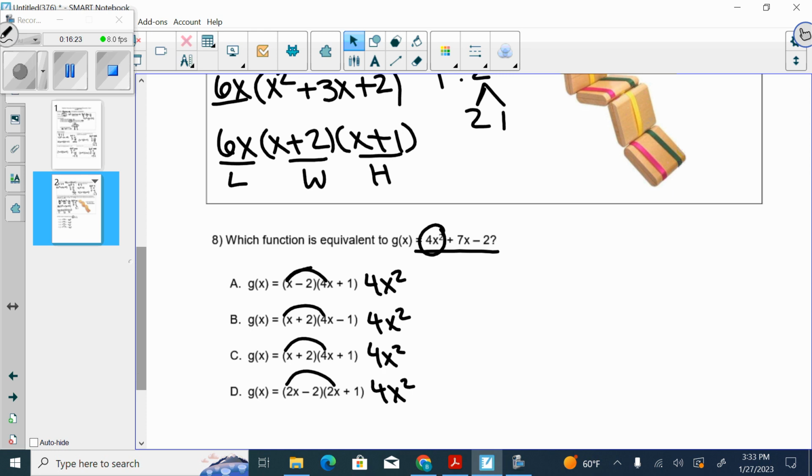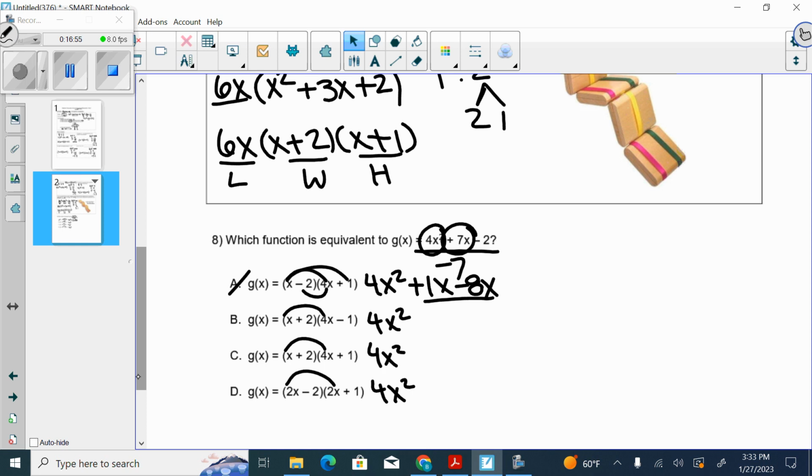Okay, so what's x times 1? 1x. And negative 2 times 4x. Negative 8x. Good. And those two are like terms, right? What is 1 minus 8? Negative 7. And ours is up here, and the answer is supposed to be plus 7. Okay, so we know it's not this one, so we'll stop there.